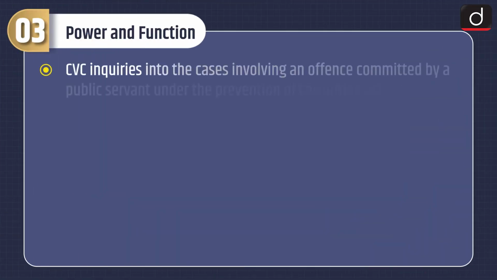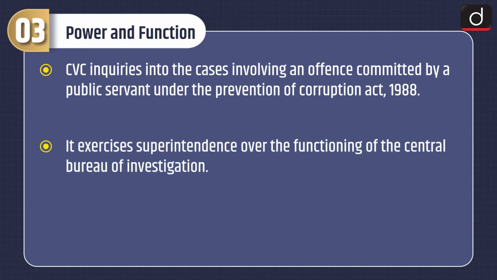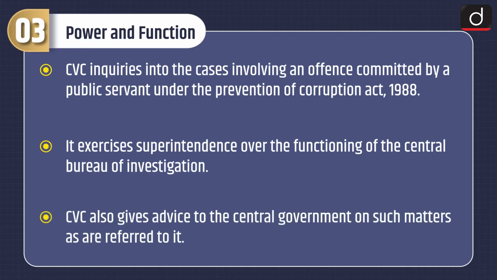Now moving on to power and functions. CVC inquires into cases involving an offence committed by a public servant under the Prevention of Corruption Act 1988. It exercises superintendence over the functioning of the Central Bureau of Investigation. CVC also gives advice to the central government on such matters as are referred to it.